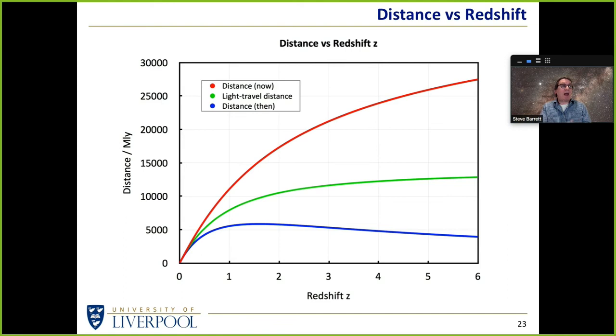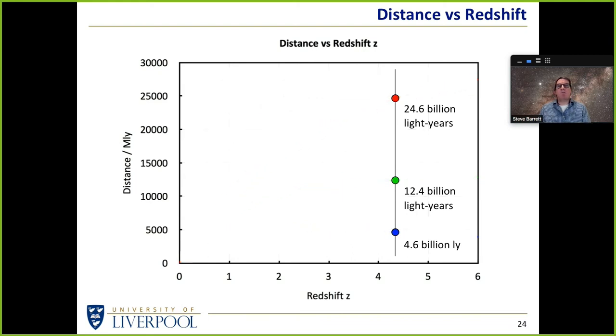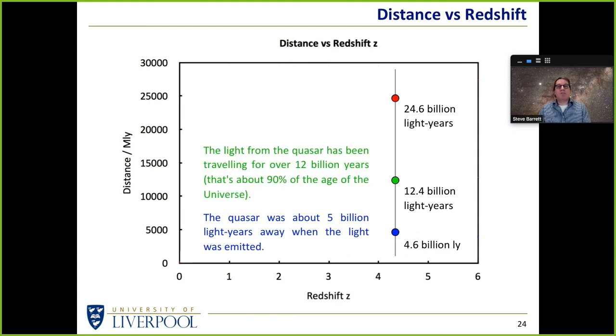And if we put in the numbers for our quasar that we've just photographed, at a redshift value of 4.3, then we find we get these particular numbers. So let's get rid of the background curves and remind ourselves what those numbers mean. When I photographed this quasar, the quasar was about 5 billion light years away when the light was emitted. But it's taken 12 billion years for the light to reach us. In other words, the light has travelled a distance of over 12 billion light years because it's taken 12 billion years for the light to reach us.